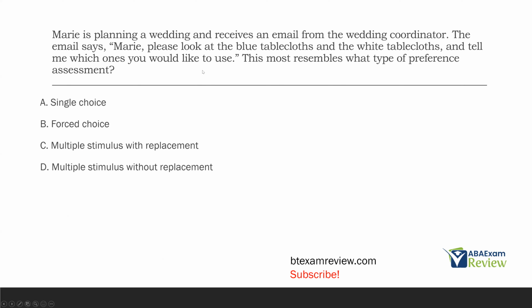In this case, Marie is looking at a blue tablecloth and a white tablecloth. We're assessing two at a time. The planner is saying, which one do you like better? What does this resemble? Not single choice because she's got two options. It's forced choice, right? It's a paired choice assessment. Not multiple stimulus because there's only two. So Marie is just engaged in a forced choice preference assessment.